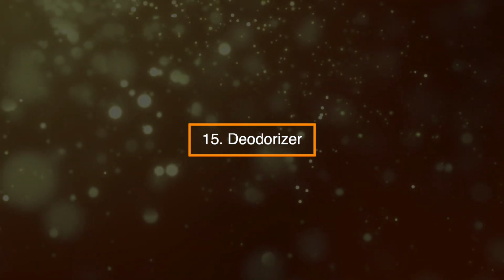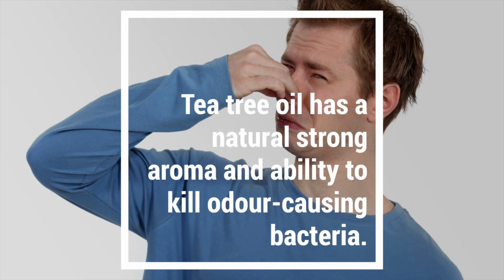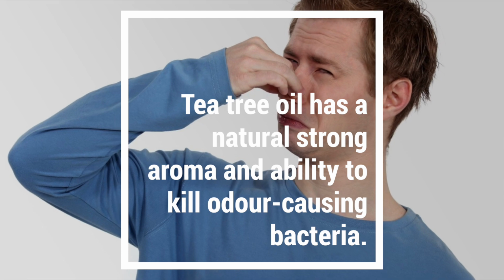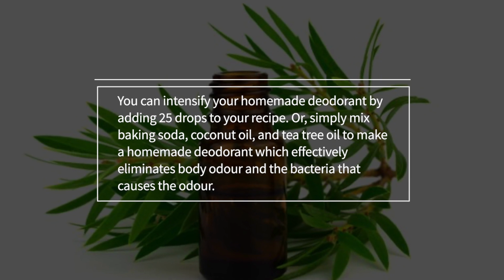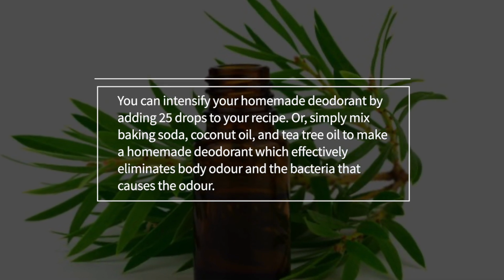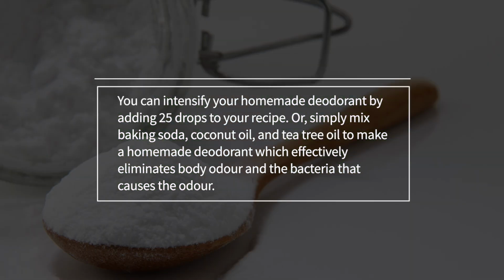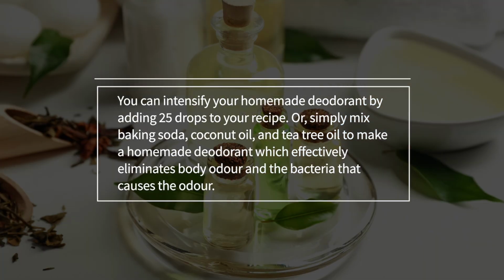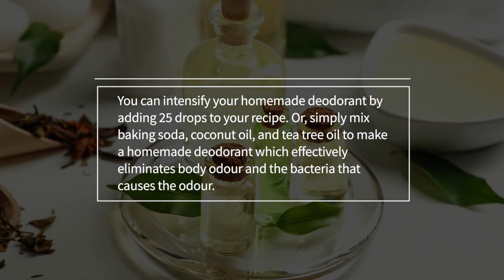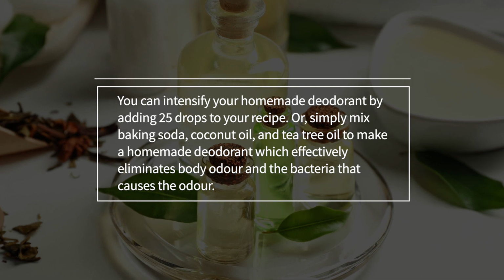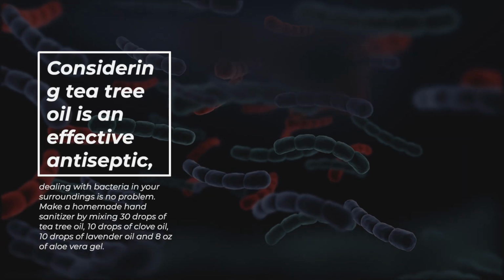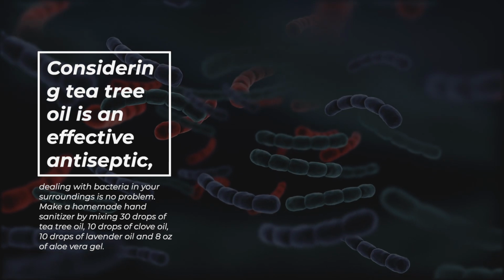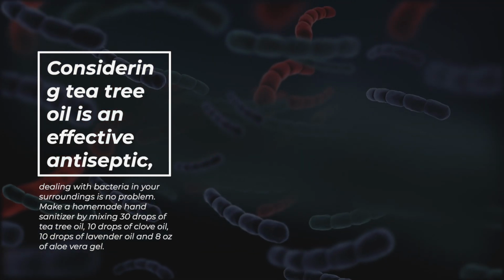15. Deodorizer. Tea tree oil has a natural strong aroma and ability to kill odor-causing bacteria. You can intensify your homemade deodorant by adding 25 drops to your recipe, or simply mix baking soda, coconut oil, and tea tree oil to make a homemade deodorant, which effectively eliminates body odor and the bacteria that cause the odor.